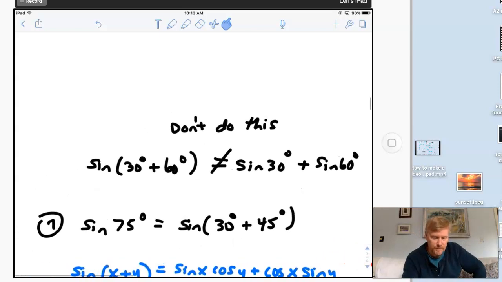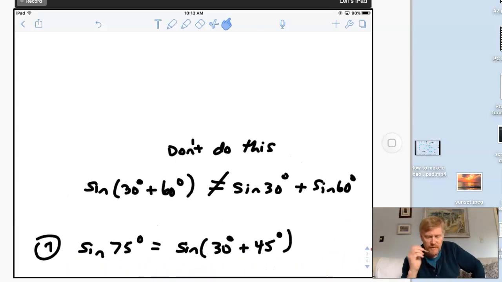So here's the first problem. Number 7, sine of 75 degrees. All of these can be broken up into 30s and 45s or 60s. Those three are the big numbers. Maybe a 90 sometimes, or 180 if you can use those. Those are nice because they're corner angles.